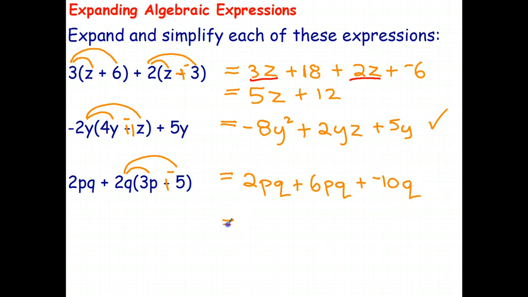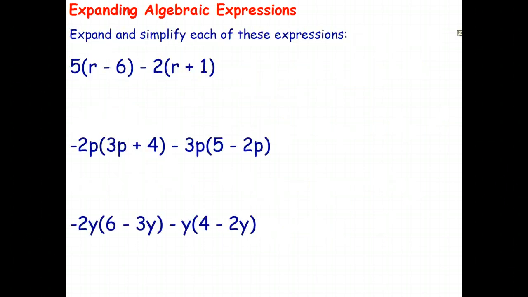Okay, let's have a look and see if we can do any simplifying. Well, I've got a pq there and a pq there, so those two terms are like terms, and they can be added. 2 plus 6 is 8pq, and plus negative 10q can also be written as subtract 10q, and that's that first one expanded and then simplified. And once again, we can't go any further because these are not like terms. The letter parts are different. So that's as simple as we can write it.